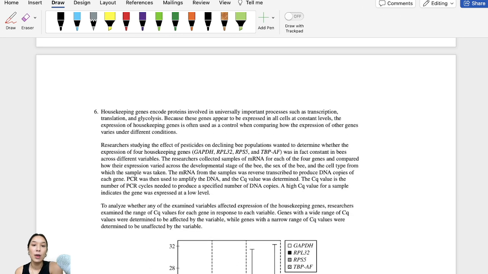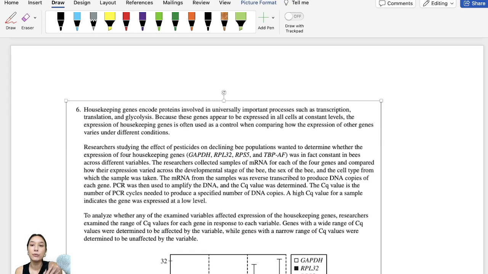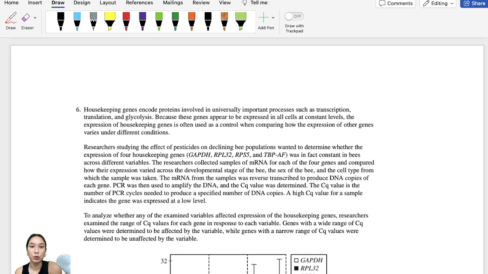Okay, so this one says housekeeping genes encode proteins involved in universally important processes such as transcription, translation, and glycolysis. Because these genes appear to be expressed in all cells at constant levels, the expression of housekeeping genes is often used as a control when comparing how the expression of other genes vary under different conditions.